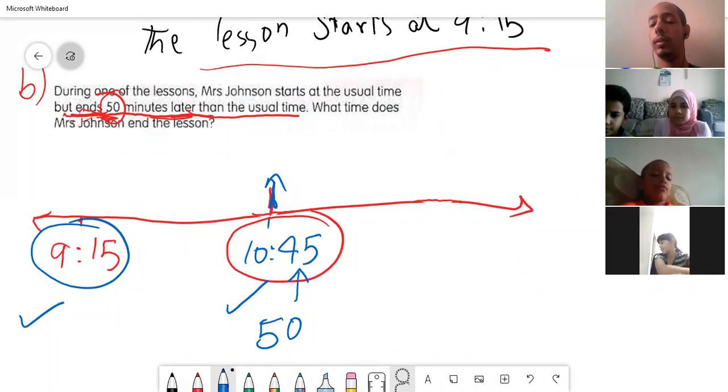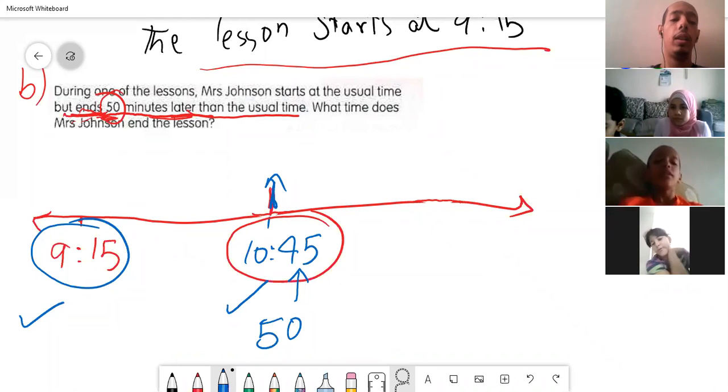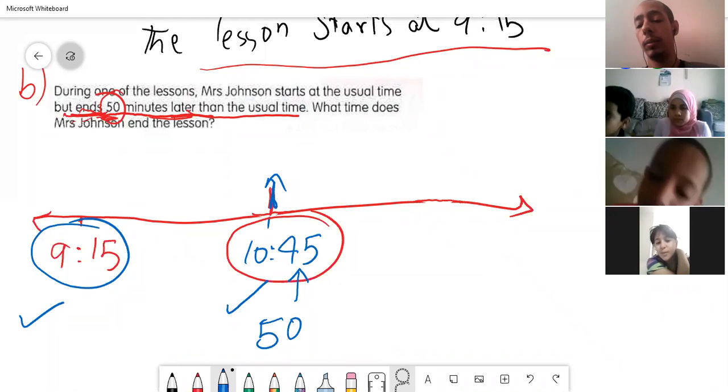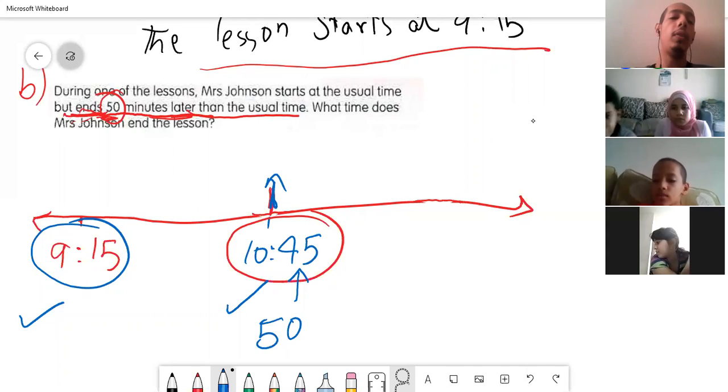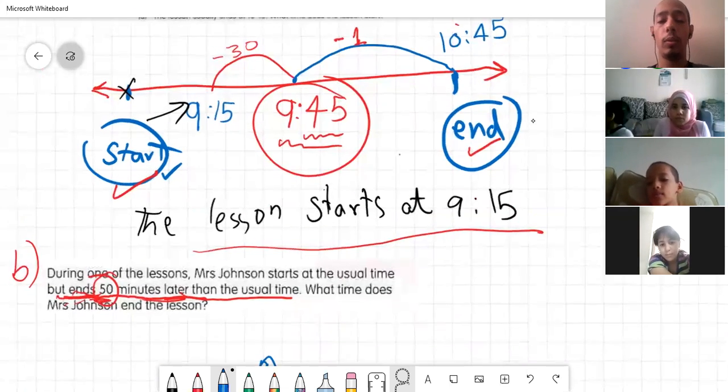This number line, what is it for? This is called a timeline. A timeline is used to find the beginning and the end time. Yes, Hanin, from where do we get 9:15? 9:15 is the starting time from the previous question.